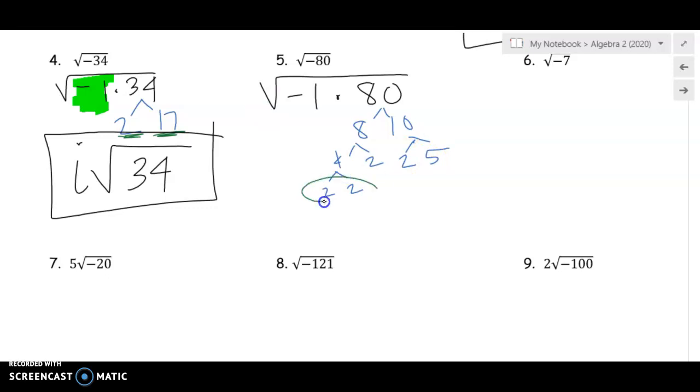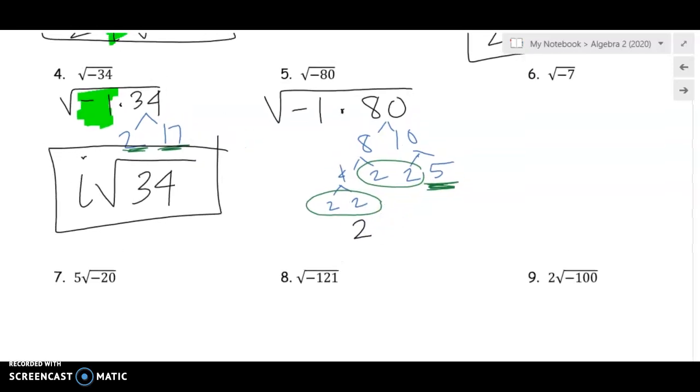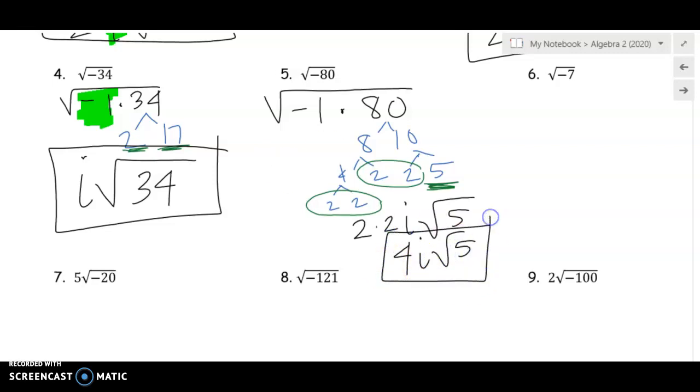Let's start to circle some stuff here. Here's my match. Here's another match. And here's my leftover. So here's what we do. I have a match of 2 times another match of 2, and then I have my negative sign. Oh my gosh, I wrote this wrong. I gotta back up. Match of 2, I put that out there, and another match of 2. So I just need a 2. And then I have the negative sign, so I need my i. And then I have a leftover 5, so that has to go underneath. The only thing I needed to do here is 2 times 2 should be a 4, and then the i, and then the root 5. And that would be my final answer.